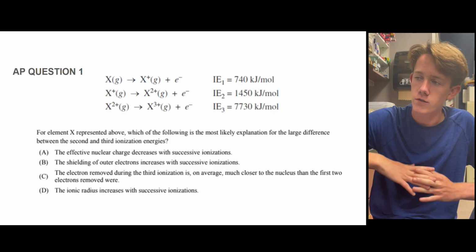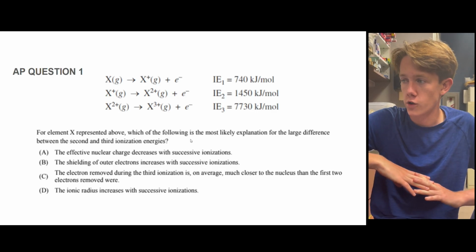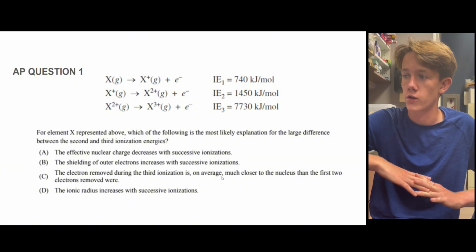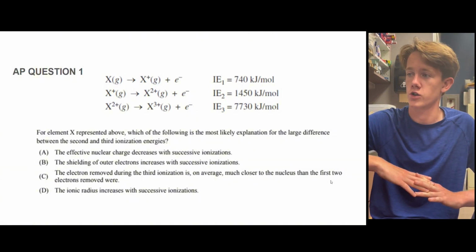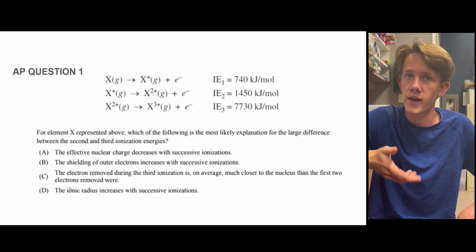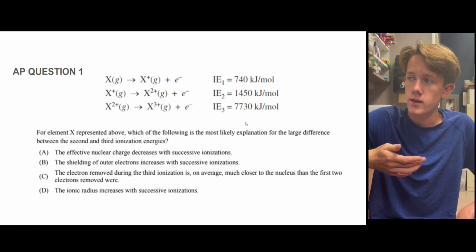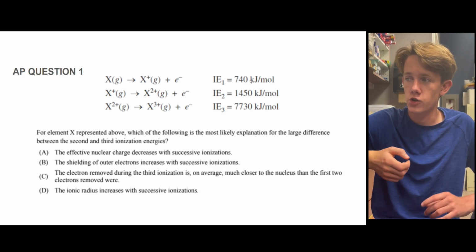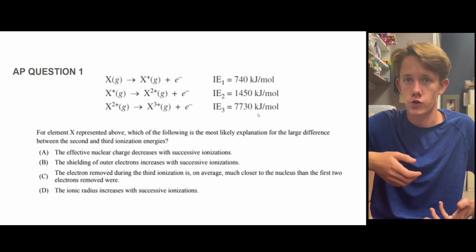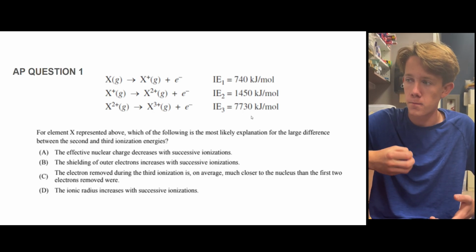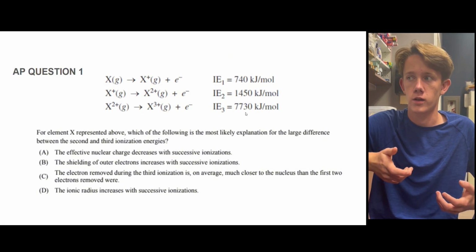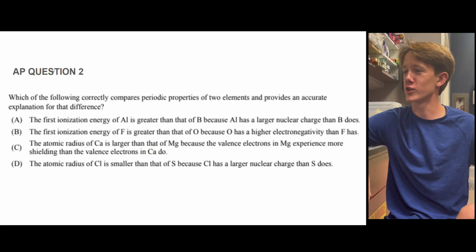So that just leaves C. The electron removed during the third ionization is on average much closer to the nucleus than the first two electrons removed. This is because the first ionization is usually the outer or valence electron, whereas the third ionization is usually the closest electron to the nucleus, so it's going to experience the most nuclear force upon the electron.